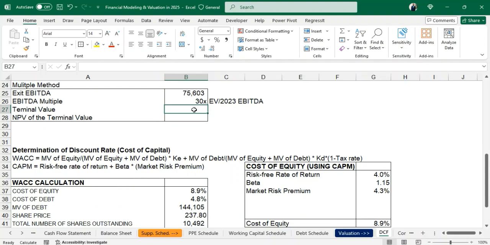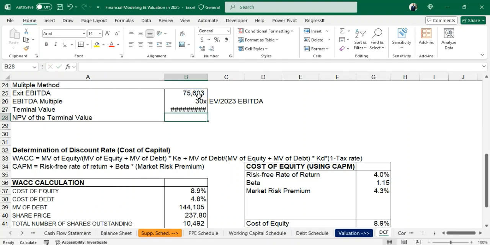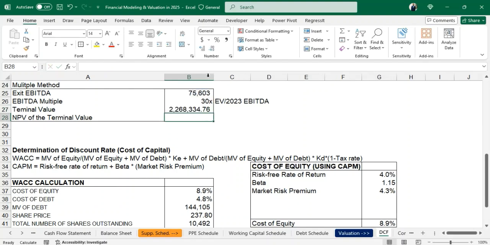Now the terminal value is going to be equal to this, our exit EBITDA multiplied by our EBITDA multiple. So that is giving us this particular amount. I'm going to format it to 0 decimal places.